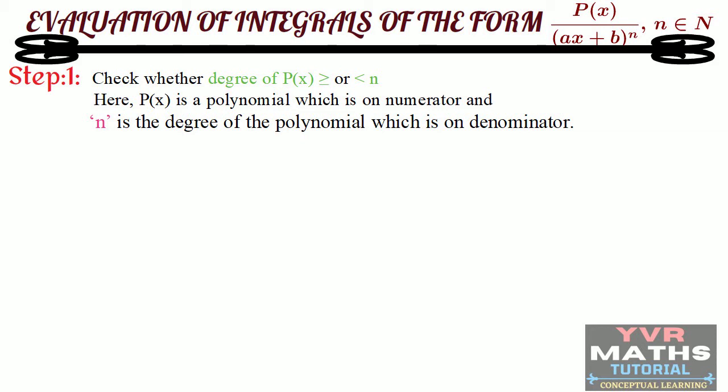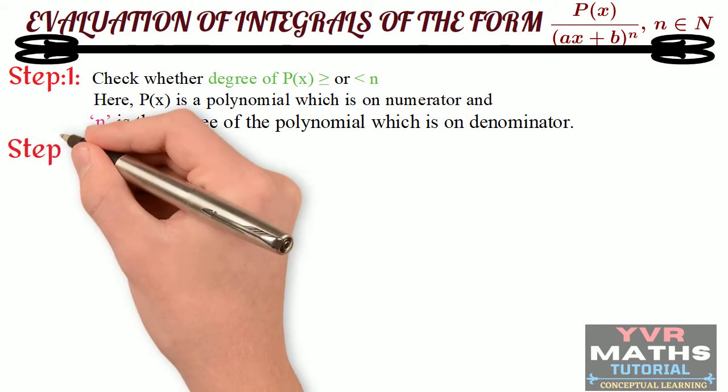In this first step, we have two possibilities: degree of p of x greater than or equal to n, or degree of p of x less than n. First of all, I will discuss the first possibility. In this video, I am going to discuss only that one. In the next video, I will discuss the second possibility. Okay, students, so now we will discuss the first possibility.